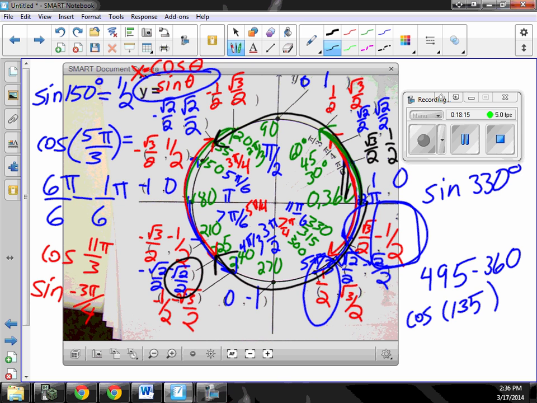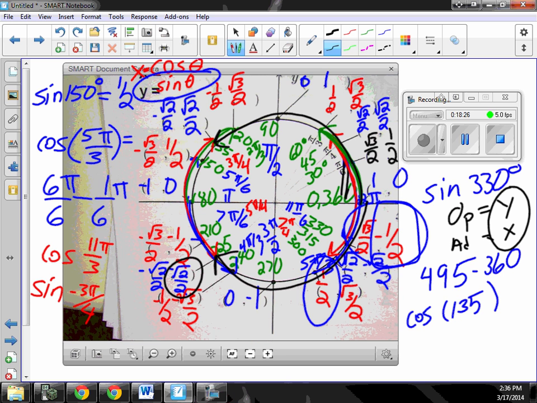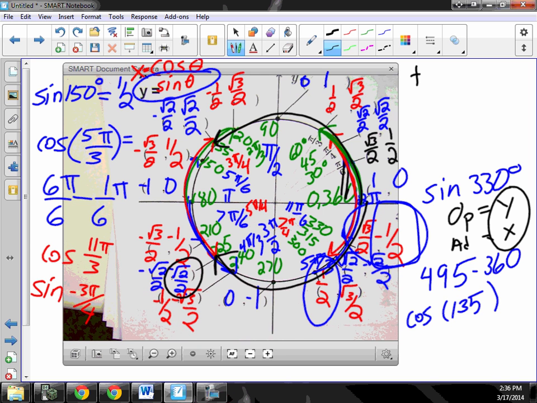What about tangent? So we decided that opposite equals y and adjacent equals x. So all you do is the y value divided by the x value. So the tangent of 45 degrees, √2/2 divided by itself is 1. That was easy. What about the tangent of pi? Nope, nope. Y over x. 0 over -1 is just 0.